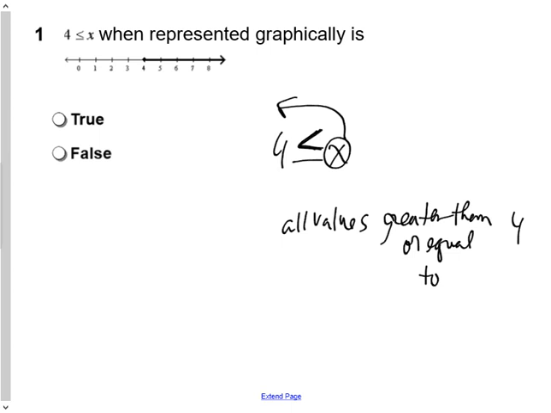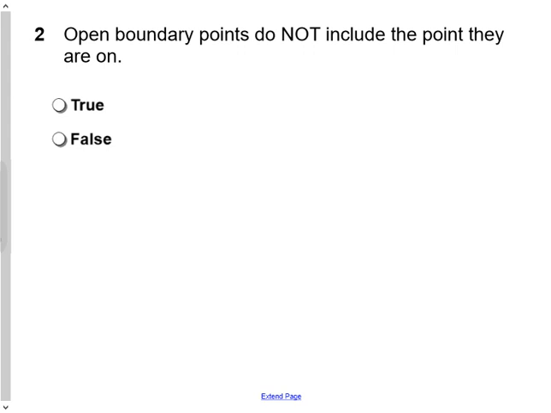So when I read that, it's all values greater than or equal to 4. And when I look at this graphically, it's a closed boundary point, and it does show all values greater than or equal to 4. So the answer for this is true. The second question says open boundary points do not include the point they are on. This is true. Open boundary points do that, and closed boundary points do include the point they are on.